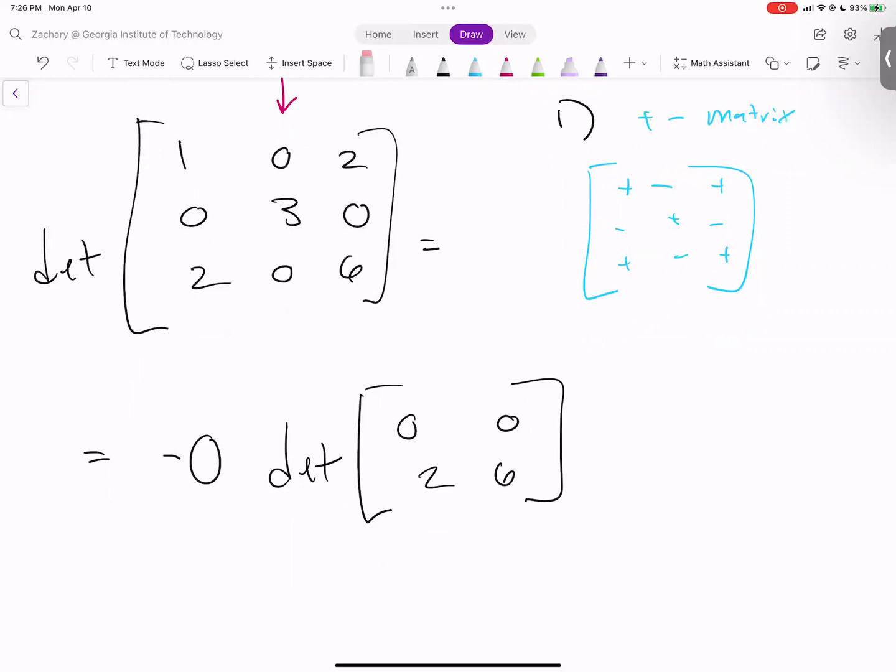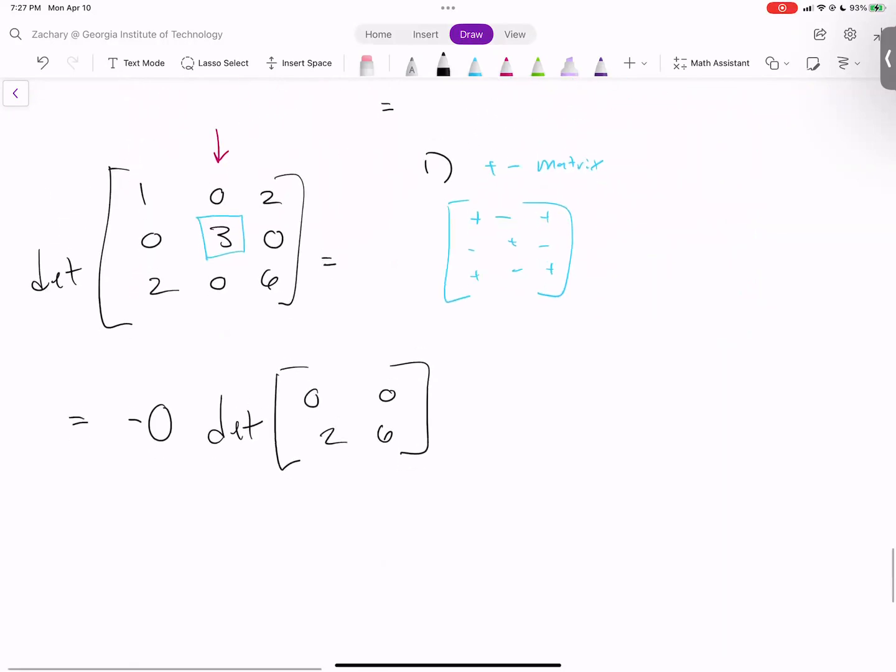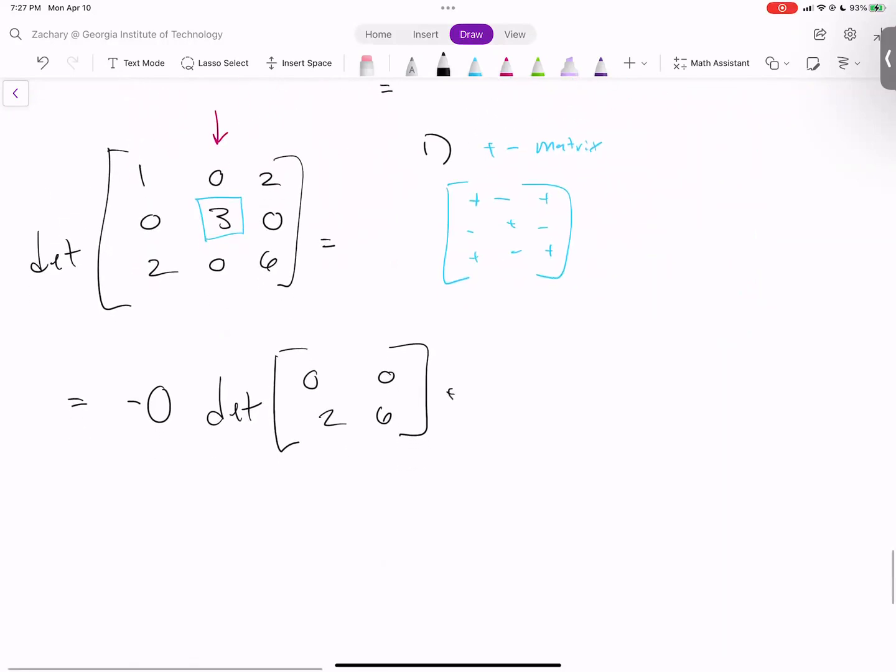And then we move to the next position, which is this number 3. So it was a plus. So now we have plus 3 determinant of what we call our minor. And our minor just means the things that are not in that row or column. So this is 1, 2, 2, 6.